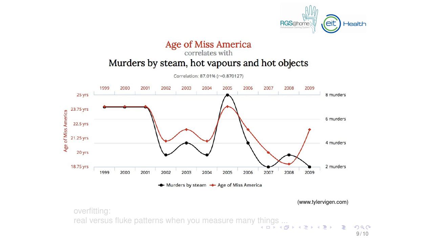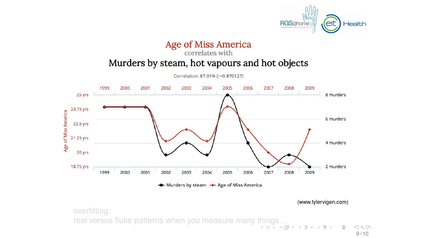But if you calculate for these two curves a measure of the degree of similarity, which is called correlation, you will find a very high value. So this is the type of example that shows you be very careful when you measure many things, because inevitably you will at some point run into patterns, but these are not real patterns. They are fluke, just like throwing a dice 10 times and finding 10 sixes. It will inevitably happen at some point.